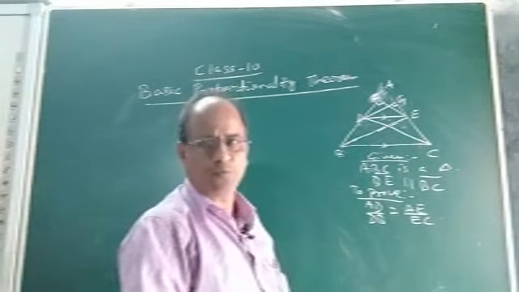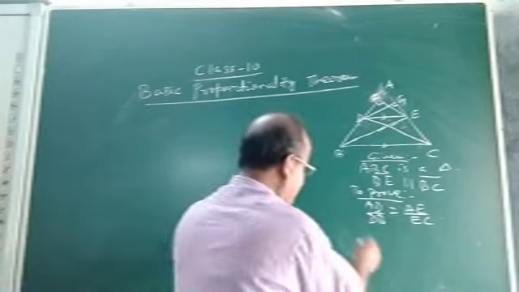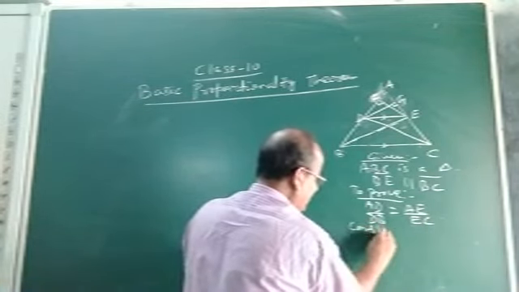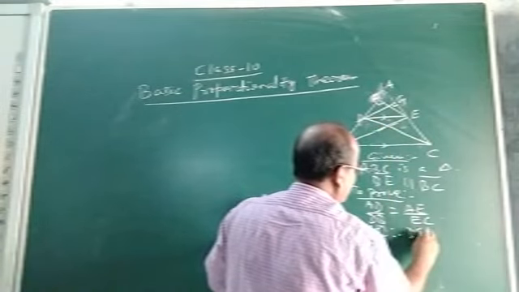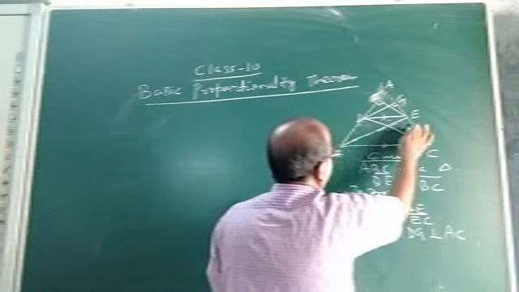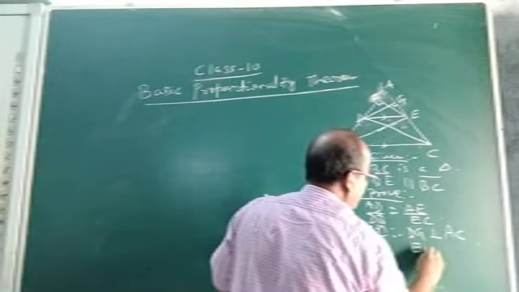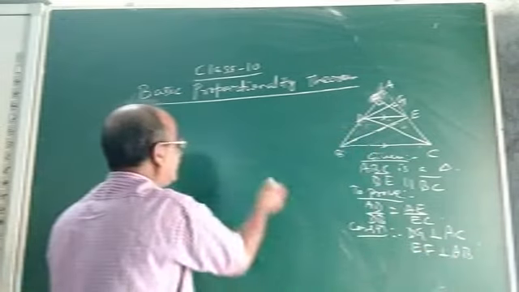Now how to prove? What is our aim? Our aim is to prove this one. And what is the construction? The construction is to draw DG perpendicular to AC and EF perpendicular to AB. Let us see, children, how to prove. Let us come to the proof part.